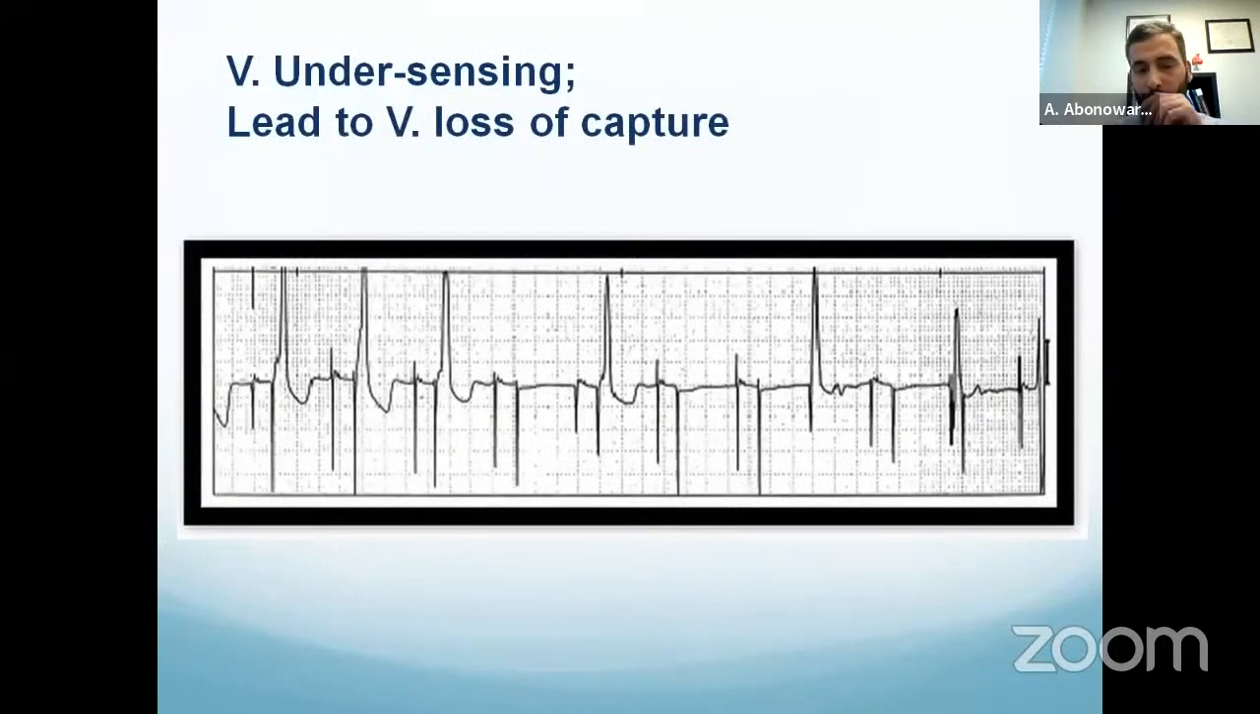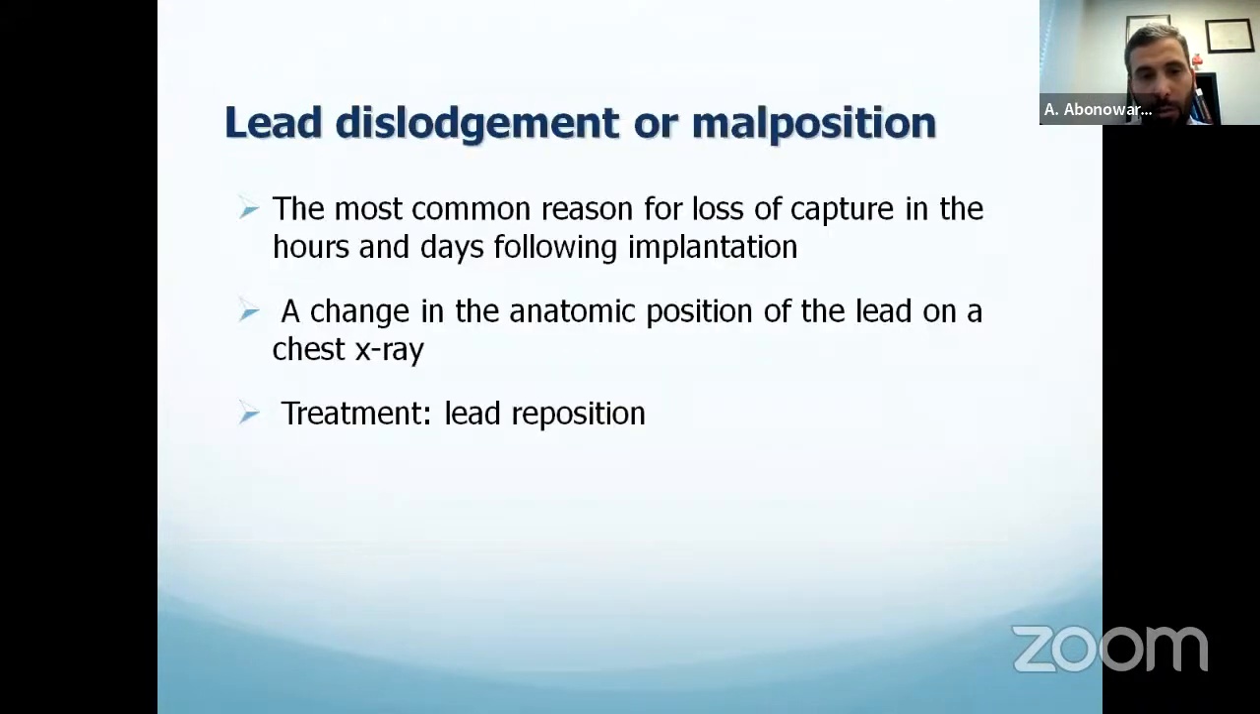Here you have undersensing, which results in over pacing. There are spikes where they're not supposed to be, here and here. And this is a ventricular lead undersensing, and that causes loss of capture. So sometimes undersensing or oversensing can be combined with loss of capture. It doesn't mean they have to be separate. This is a typical example of undersensing causing loss of capture.